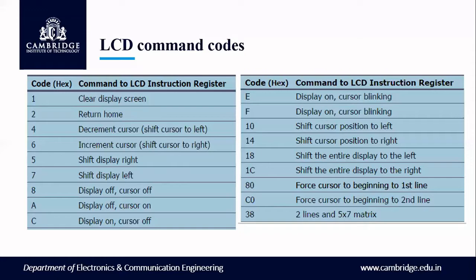So if you want to initialize your LCD, a set of command codes should be written onto the LCD with making RS equal to 0, RW as 0, and enabling the pin E, so that whatever code you send will be written onto the LCD, so that the LCD will be prepared or initialized for displaying the data. So that we need to remember.